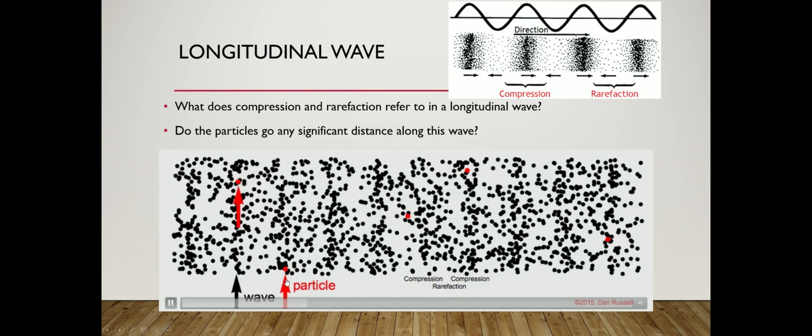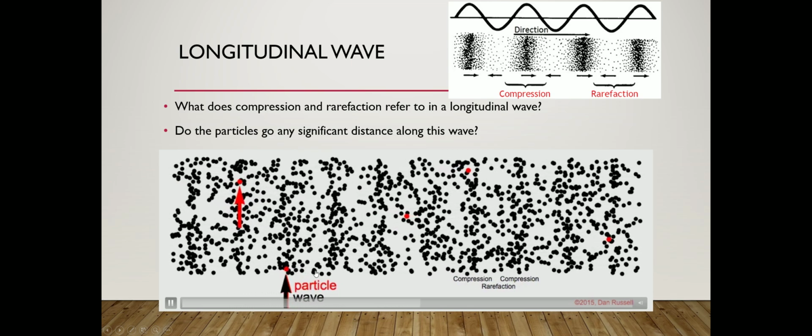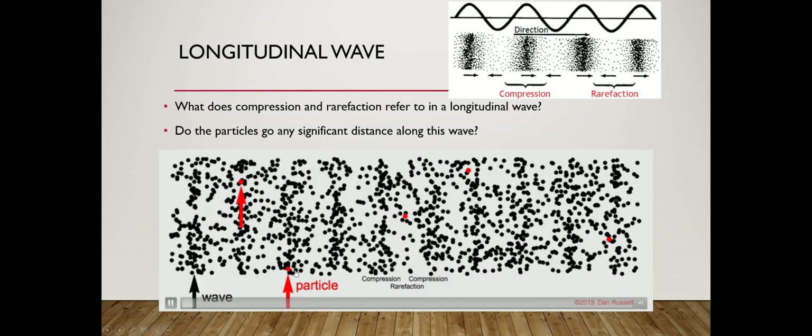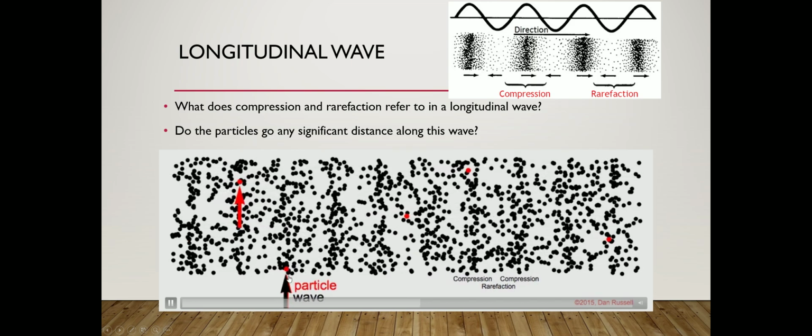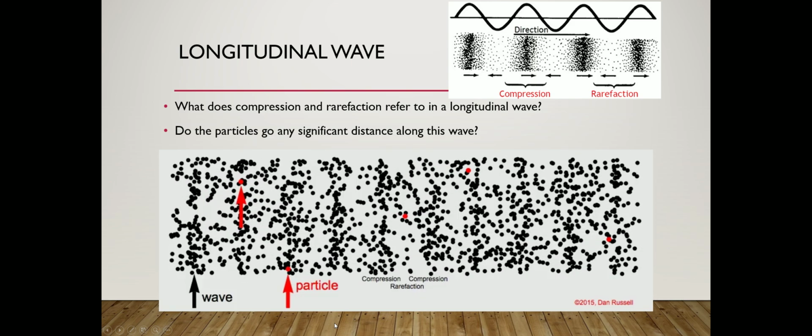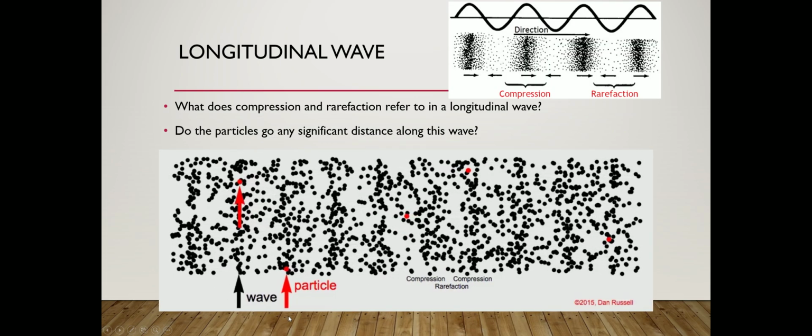If you look at the particle here, the particle is not traveling any significant distance. The particle is staying in a set area. It's just moving back and forth, back and forth. The particle doesn't travel with the wave. The wave travels, but the particles don't move.